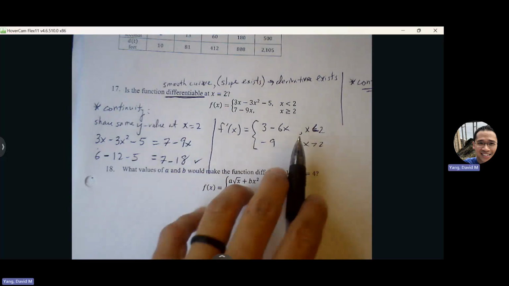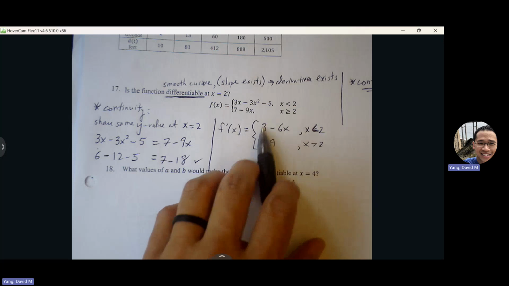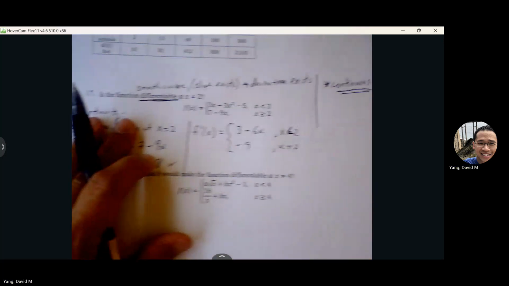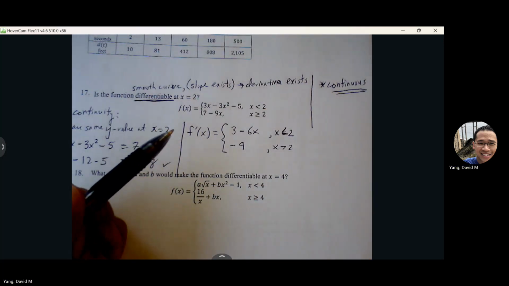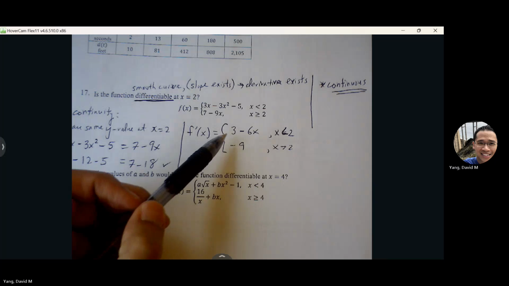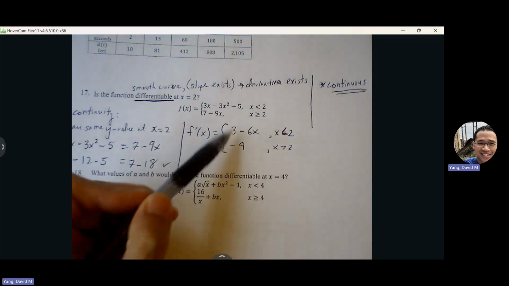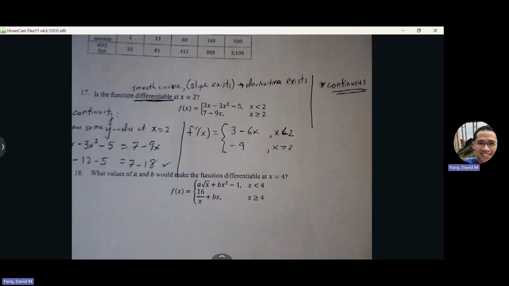If we find the limit as x approaches 2 from the left of f prime, that's going to equal -9. And then the other side is also -9. So the slopes are in agreement, the ordered pairs are in agreement. So our function is differentiable at x equals 2.